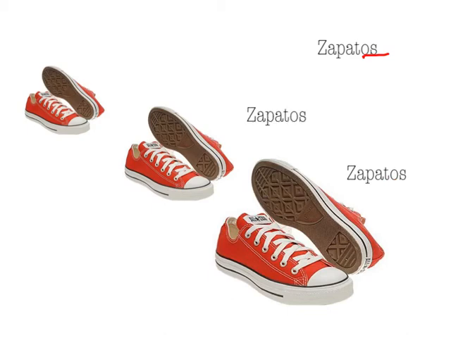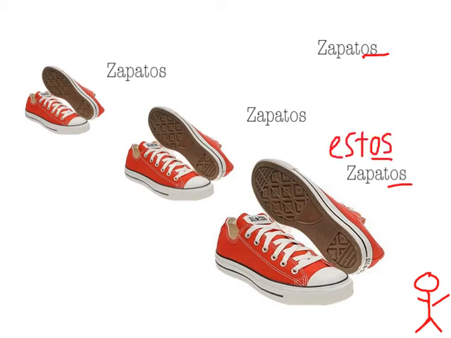We'll go ahead and name them all zapatos again. And let's imagine once again that we're down here in this corner looking at these shoes. So the ones closest to us would be estos zapatos, these shoes. Those shoes would be esos zapatos. And then the ones way over there would be aquellos zapatos.